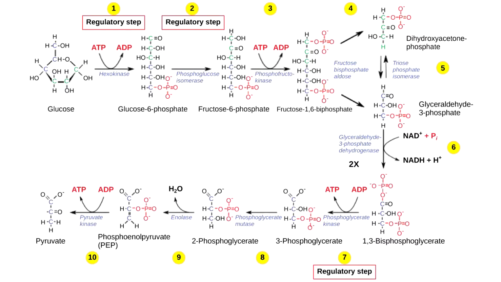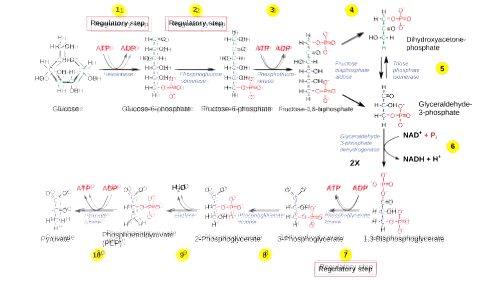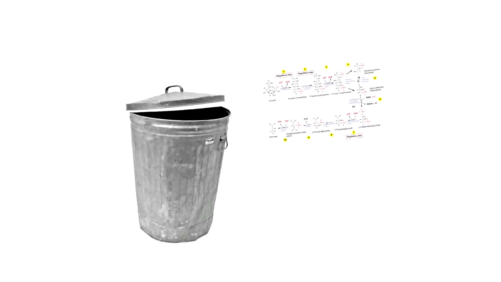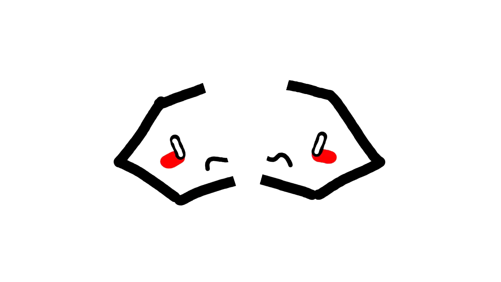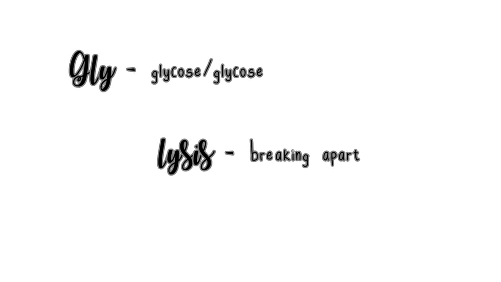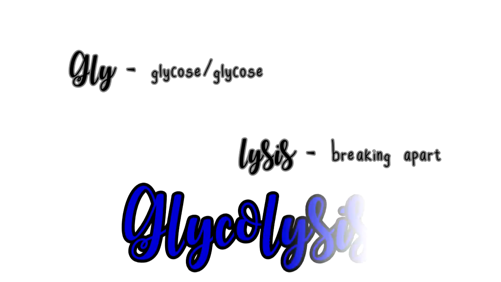Glycolysis is a simple process, but only if you look at it briefly. An in-depth version looks like this. But since we're only in AP biology and this is an oversimplified version of glycolysis, let's do this instead. Glycolysis is the splitting of glucose. Gly means glucose and lysis means degradation, so there you go, glycolysis.